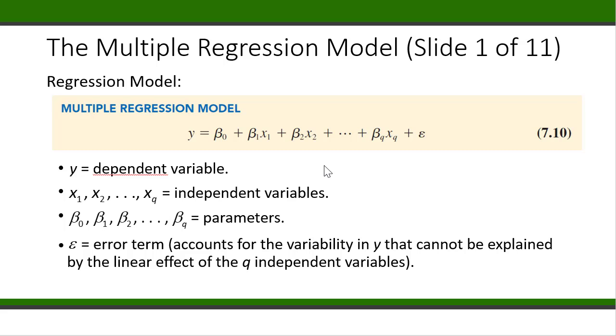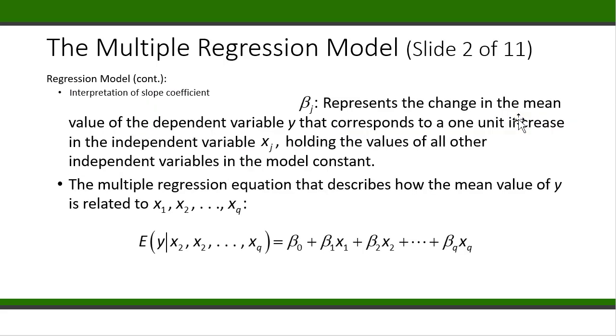Also note this is for the population. So again, we'll go through that process of calculating a b, which is an estimate for each one of these betas. And when we look at each one of those betas, they represent a change in the mean value of the y, which we're trying to predict, that corresponds to a 1 unit increase in the independent variable x sub j, whatever independent variable we're talking about.